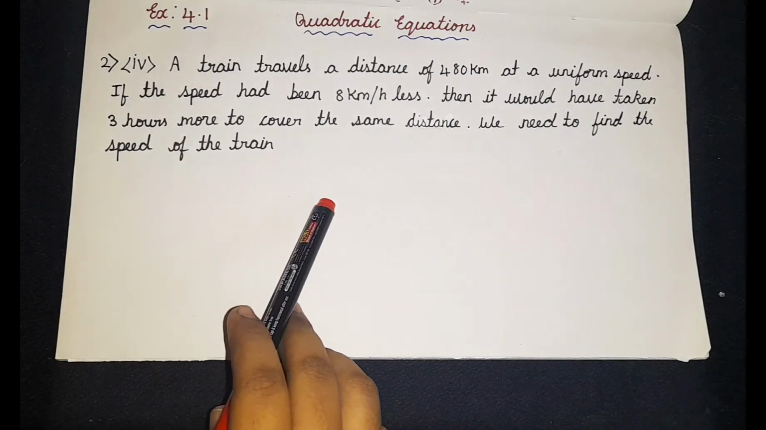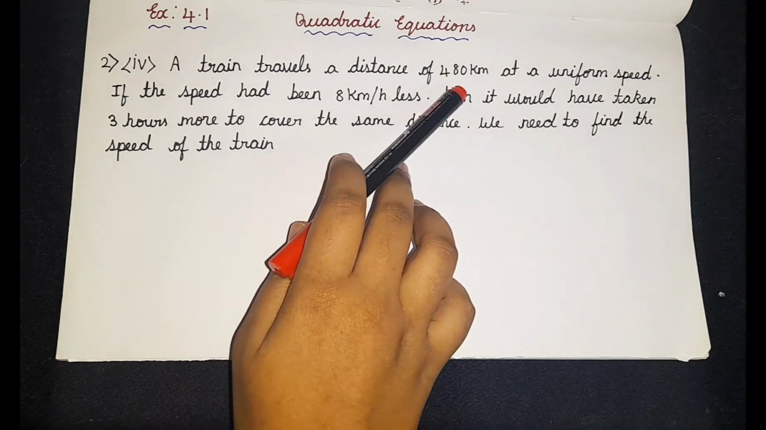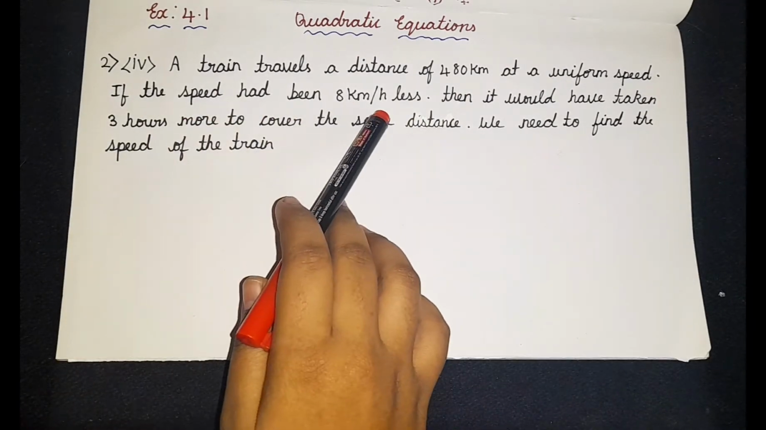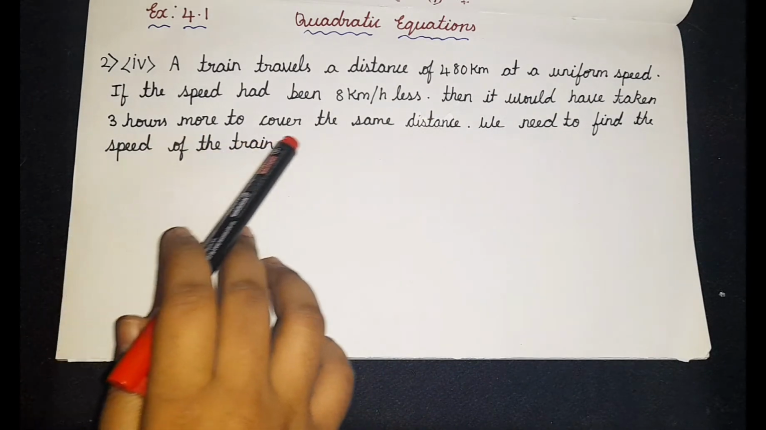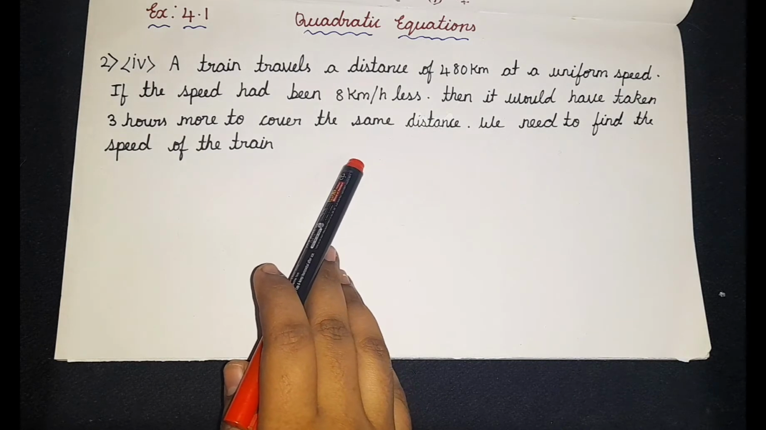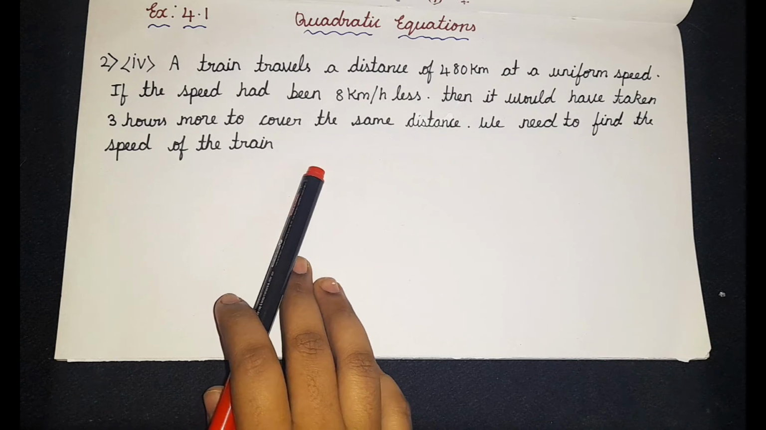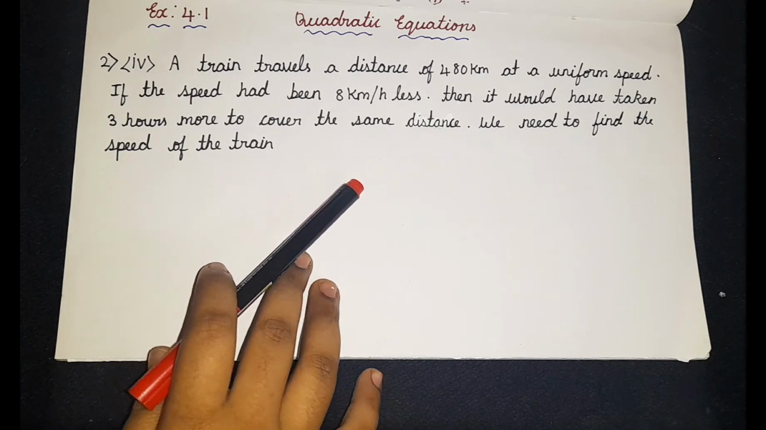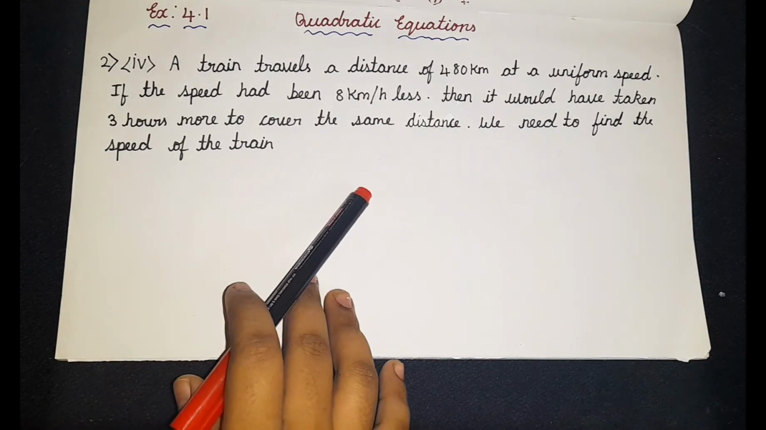Okay, so as you can see in this question, there is a train which is traveling 480 km, and if the speed had been 8 km per hour less, then it would have taken 3 hours more to cover the same distance. So this question is mostly about speed, time and distance. Of course, in physics you might have studied speed and its formulas. Am I right? So here also we have distance, speed and time.